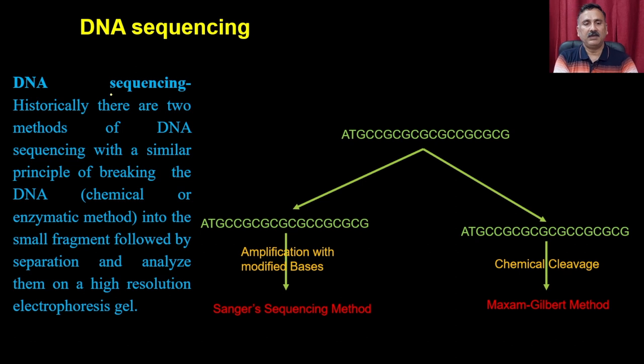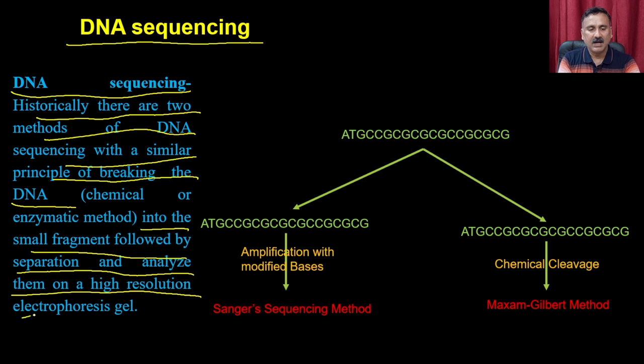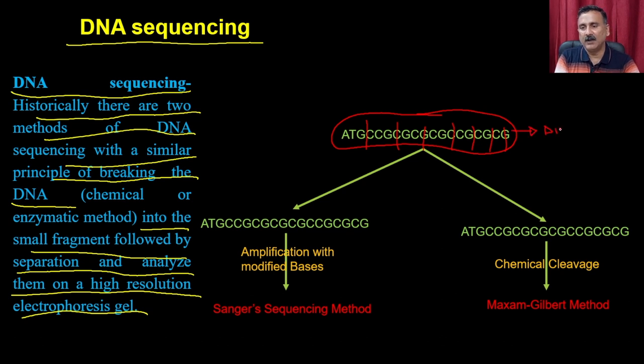Now, the second point is about sequencing. So, DNA sequencing: historically, there are two methods of DNA sequencing with a similar principle of breaking the DNA into small fragments, followed by separation and analysis on a high-resolution electrophoresis gel. If you want to sequence any biomolecule, you are supposed to do this. For example, if this is the DNA we want to sequence, we can split this into small fractions, and then we will be able to sequence. So it's the same rule: divide and sequence.